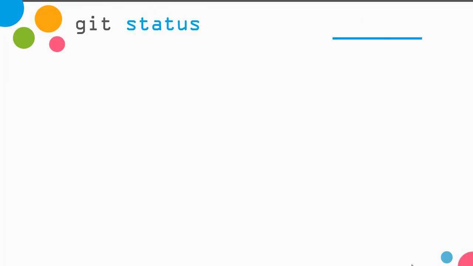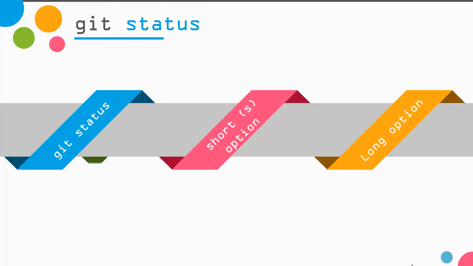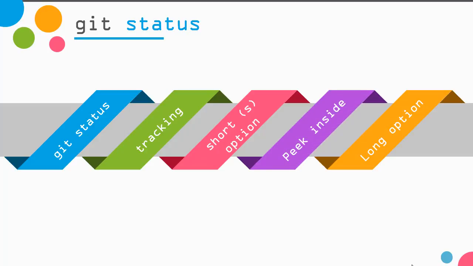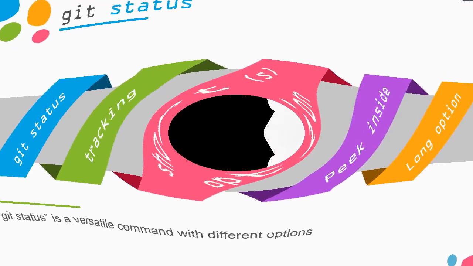Git status is a versatile command with different options. Here I will show how to use the short option, long option, and how Git tracks changes in artifacts. Overall, you will have an insider peek into Git.